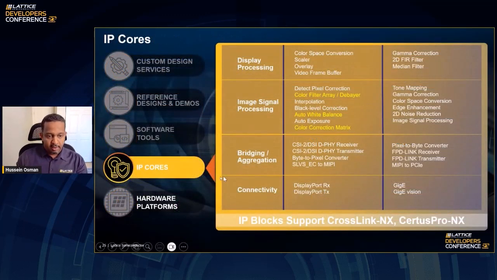All right, so just to give you more view into IP cores that are available from Lattice, if you look at image processing, for example, you see the typical building block pieces that are needed to build an ISP are supported. Also on the bridging side, receiver and transmitter for CSI and DSI, the ability to do byte to pixel conversion, pixel to byte conversion, and different MIPI to PCIe, MIPI to USB building blocks are available.